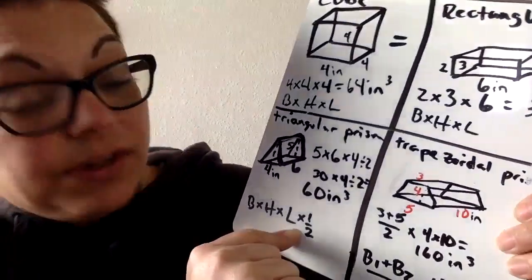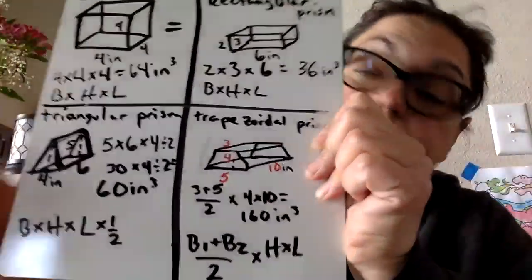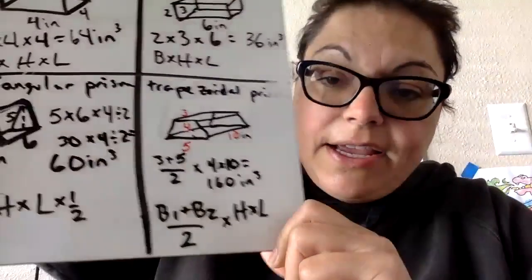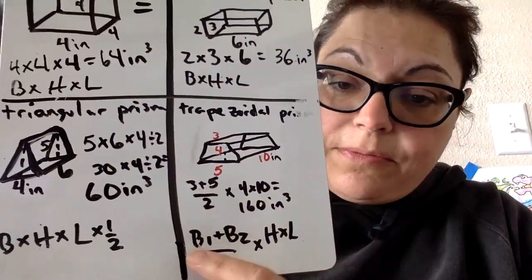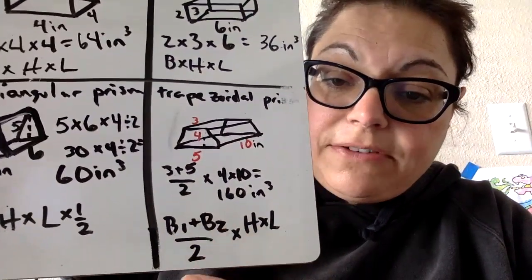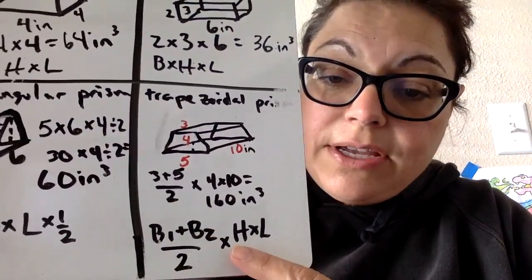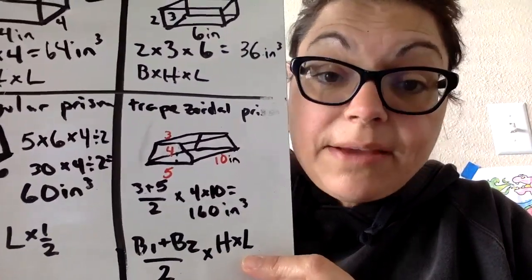And our last one would be a trapezoidal prism. Okay, and that would be number 3. So remember the same formula. So base 1 plus base 2 and divided by 2, then times the height and times the length.